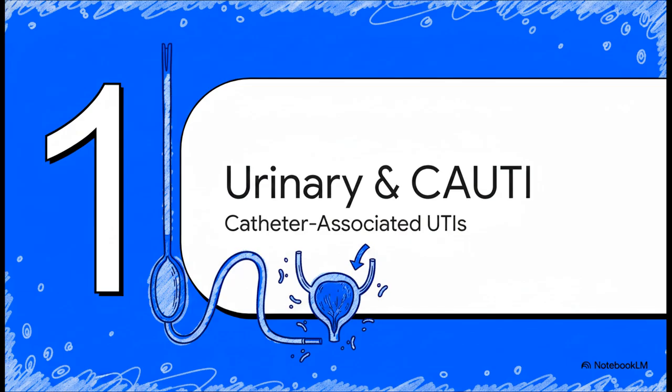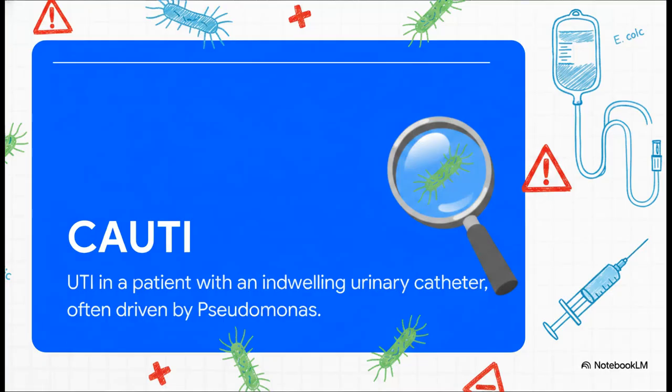Let's kick things off with Section 1, urinary catheters and CAUTI. We have to start with the most common indwelling device you'll see on the floor, the urinary or Foley catheter. The absolute classic complication here is CAUTI, or catheter-associated urinary tract infection. This drives a massive chunk of hospital-acquired infections. And listen, once a patient has an indwelling catheter, you're not just dealing with your run-of-the-mill E. coli anymore. You really need to be on high alert for specific aggressive bugs. For instance, organisms like Pseudomonas aeruginosa become incredibly frequent drivers of CAUTI, especially after urologic procedures.